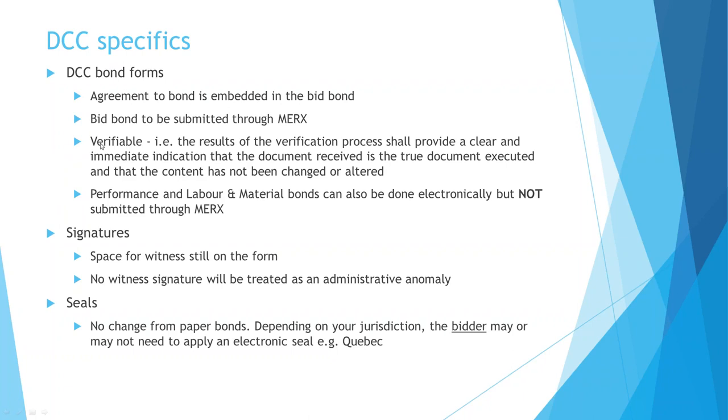We've had some questions on the other bonds, the performance and the labor and material bonds. Sure, you can submit them to us electronically. You just won't have the opportunity to submit them through the MERX system. They will just have to be sent by email to the identified contract coordinator on the contract award if you're awarded the contract.